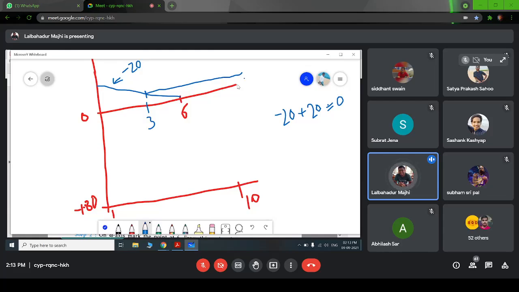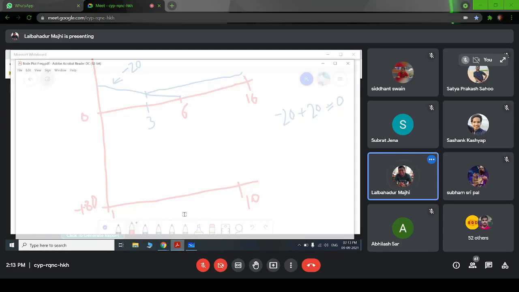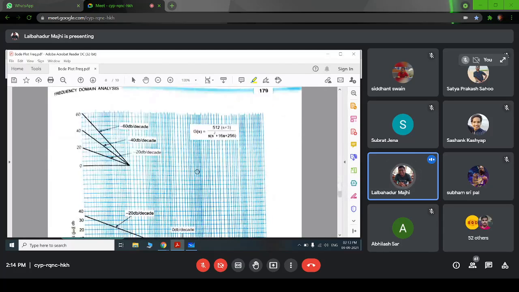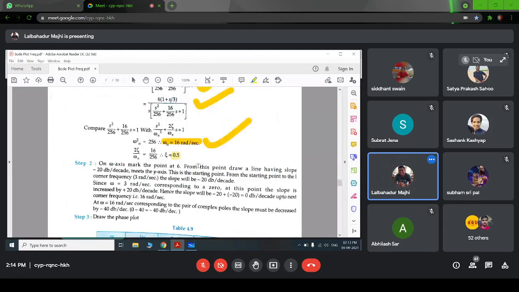So 16 will be around here. Let's say this is 16, okay. Because the next corner frequency is 16. So up to this point we have to draw a 0 dB slope, because the next corner frequency omega n is equal to 16, right? So over this, the 0 dB per decade slope.